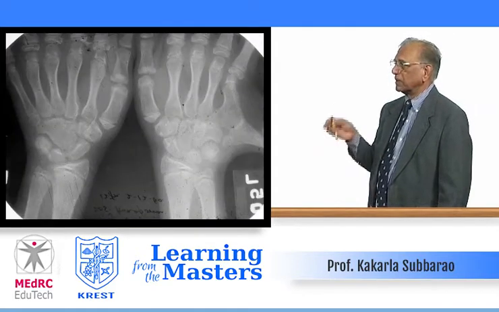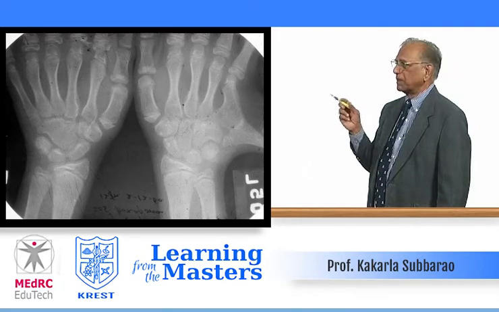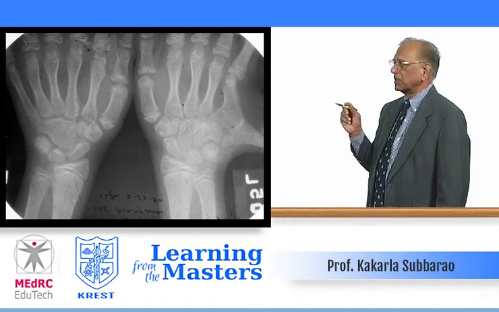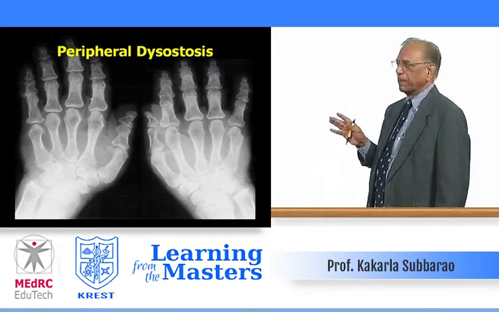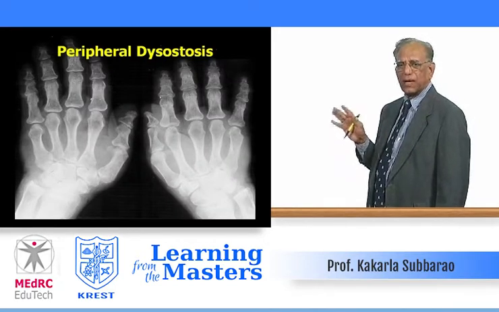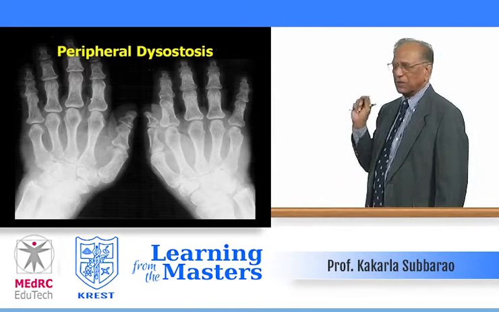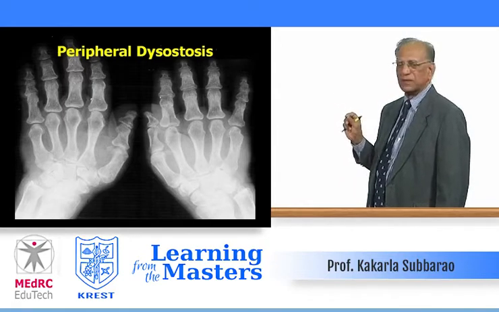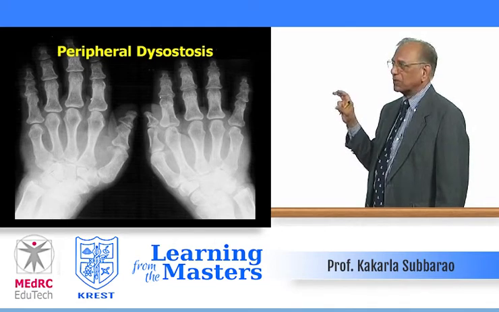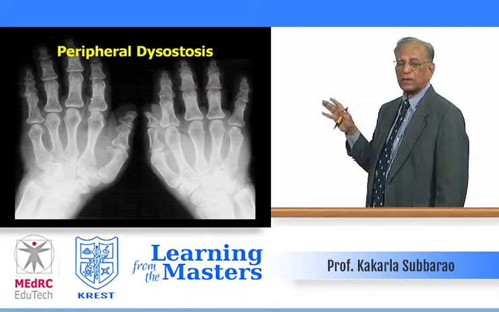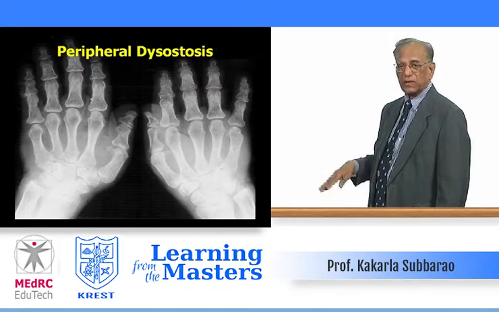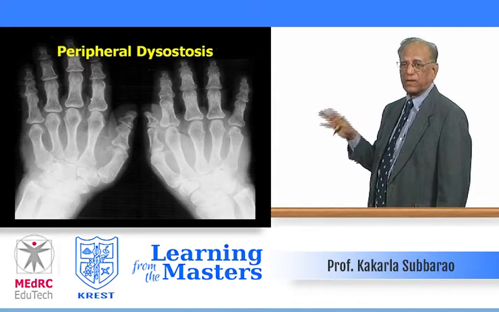Another, notice the syncarpus, capitate and other bones are fused and there are 6 fingers. Another entity is peripheral dysostosis. It's only restricted to the hands and feet. Short metacarpals, short phalanges, and few metacarpal bones are a little broad and wide. But this shortness of metacarpals and phalanges is classical. Same thing occurs in the feet also, short metatarsals and phalanges.